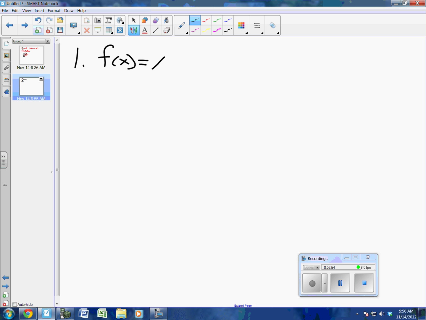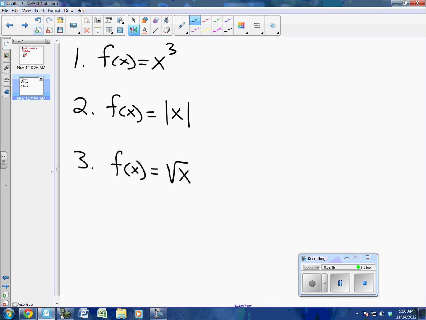F of x equals x cubed. Number 2, f of x equals the absolute value of x. Number 3, f of x equals the square root of x. Number 4, f of x equals 1 over x. Am I forgetting one? Number 5, f of x equals x.